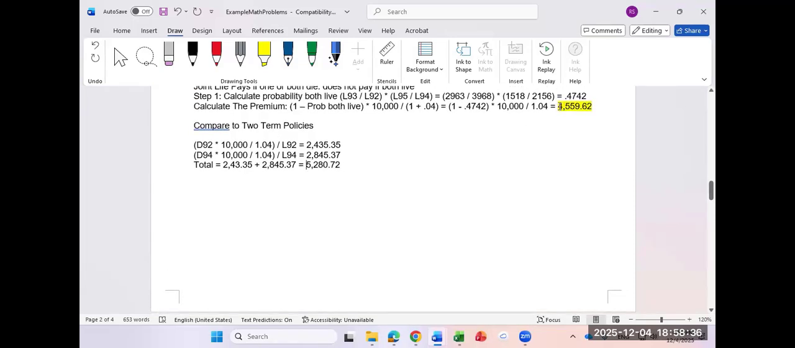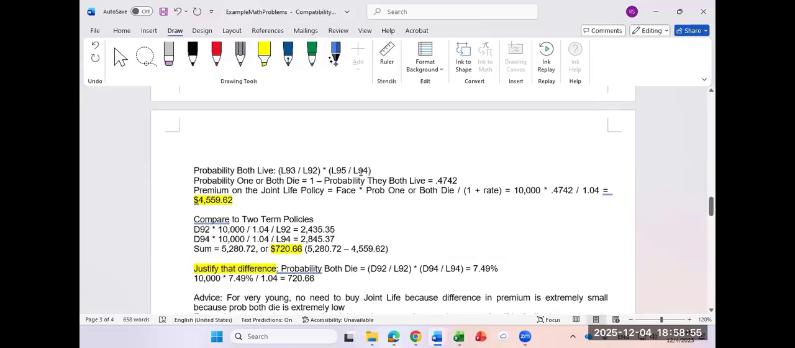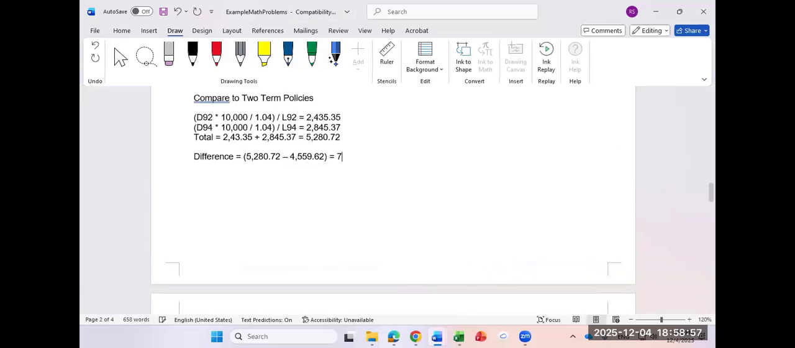Versus how much did this one cost you? The difference is 5820.72 minus 4559.62. Difference equals 720.66. So it saves them quite a bit of money.